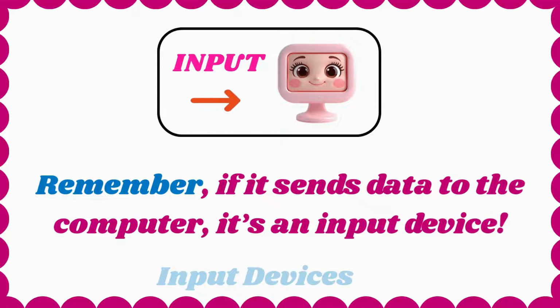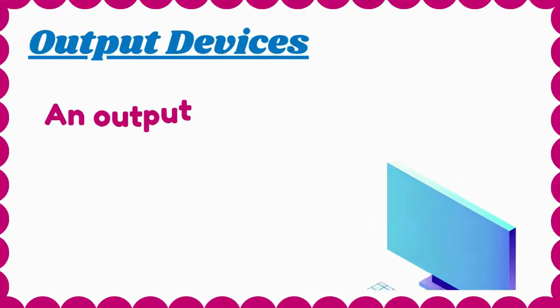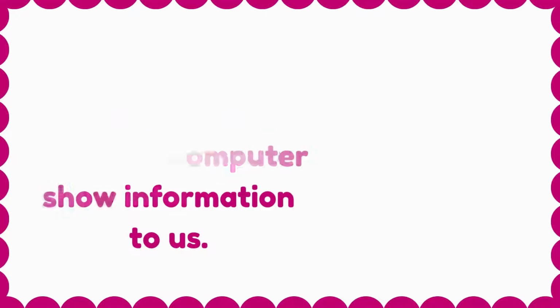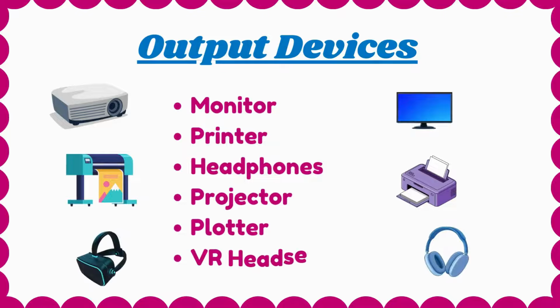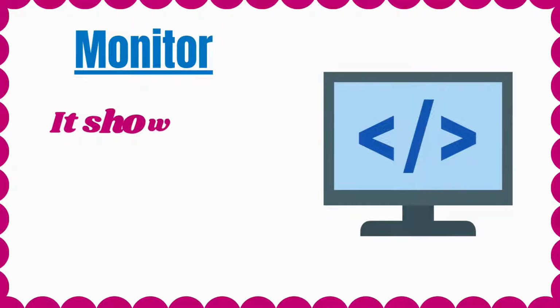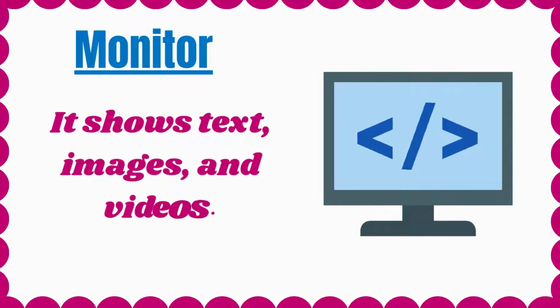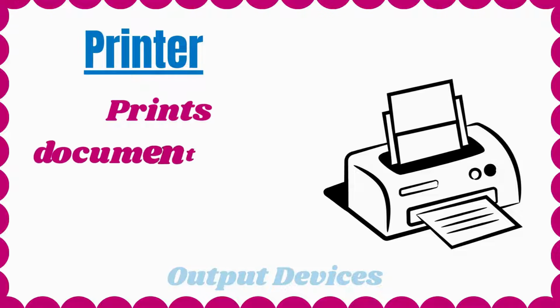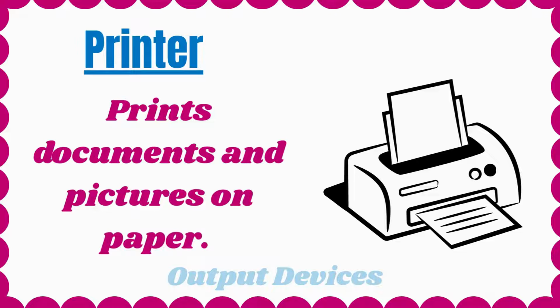Now, let's talk about output devices. An output device helps the computer show information to us. Here are some advanced output devices. A monitor shows text, images, and videos. A printer prints documents and pictures on paper.